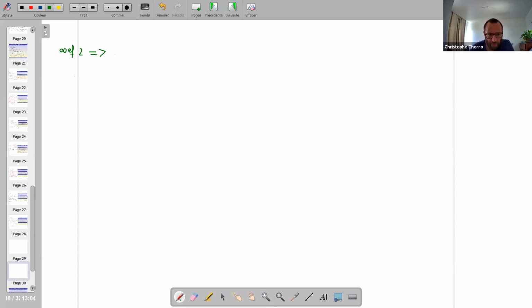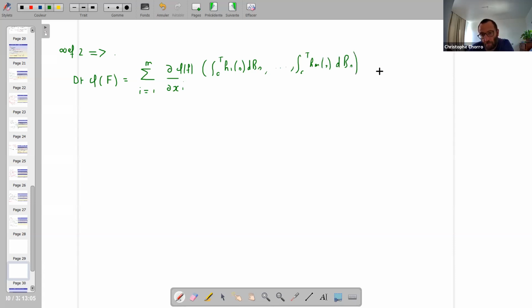And by definition 2, what can I say? That dt of phi of f is equal to what? It's just the sum from i equal to 1 to n of the partial derivative with respect to the i-th variable of phi of f that I apply to the Wiener integrals, multiplied by hi of t.